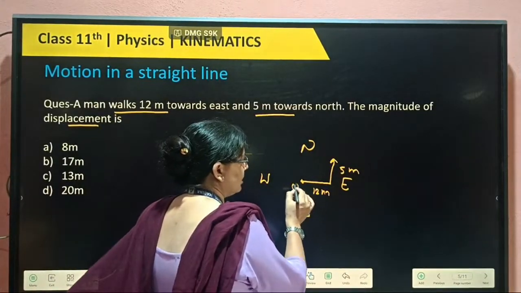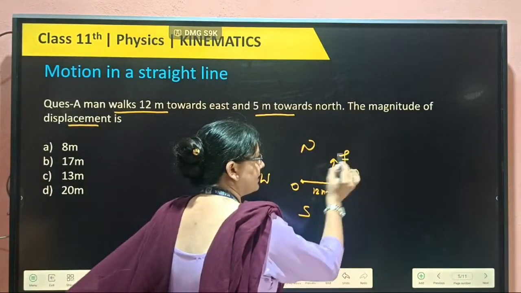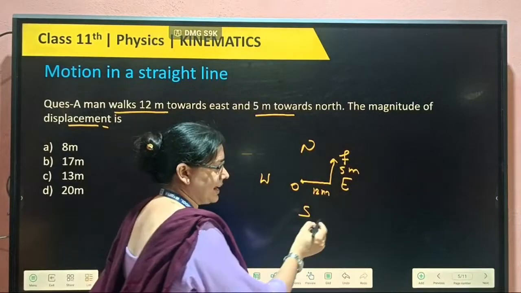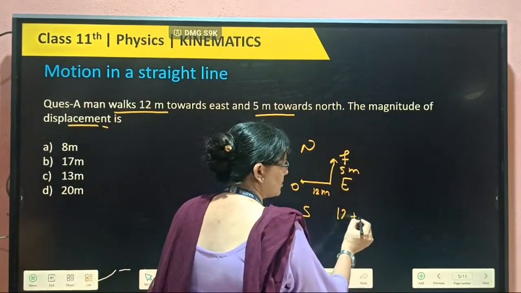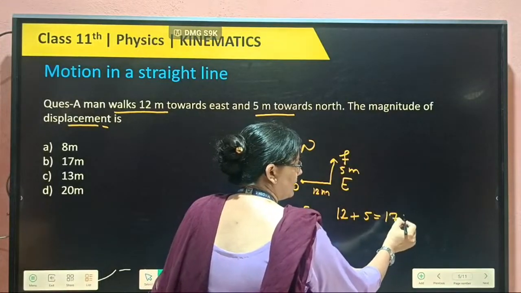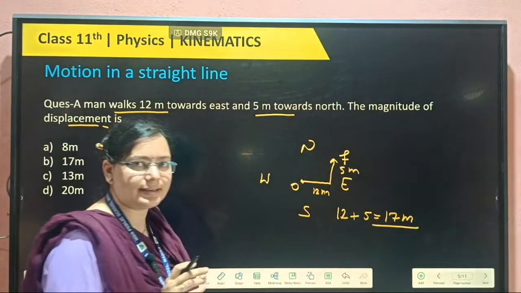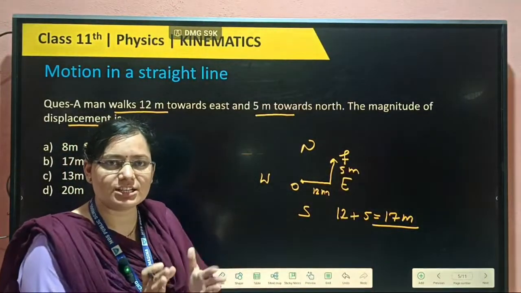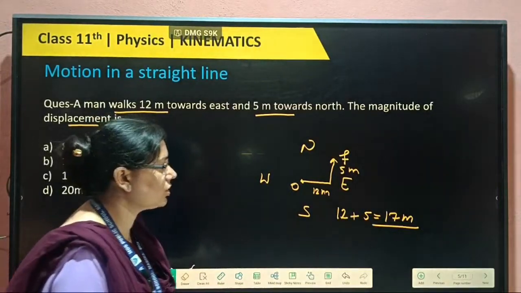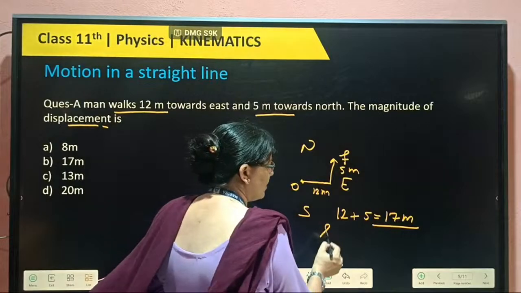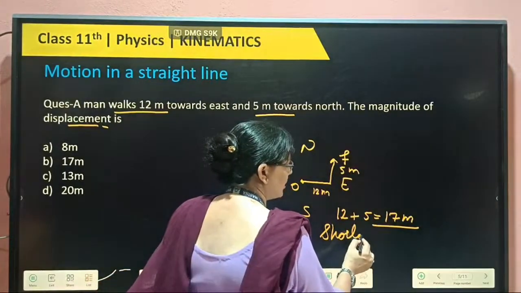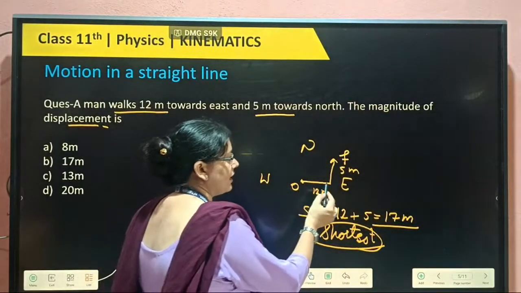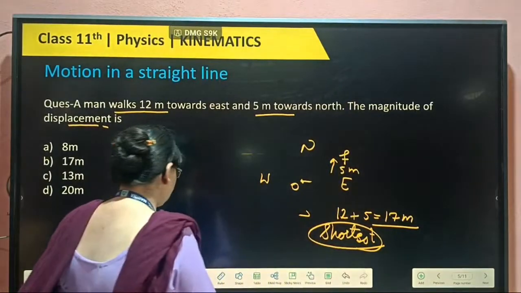This one is our initial point, this one our final point, the destination. From here to there you have to find the displacement. Can you say this 12 plus 5, 17 meter, will be our displacement? No, it is not displacement, it is distance. Distance is the total path needed to go from initial to final, but displacement will be our shortest path only. What do we call the shortest path? Displacement. So the shortest path from here to there, that is not this one.